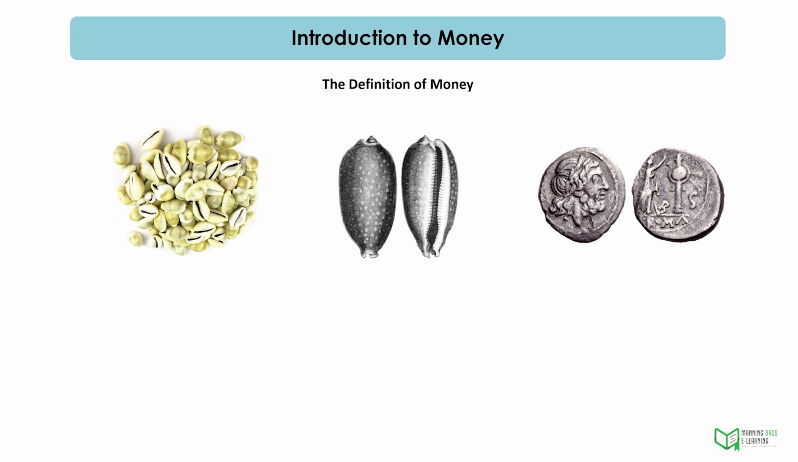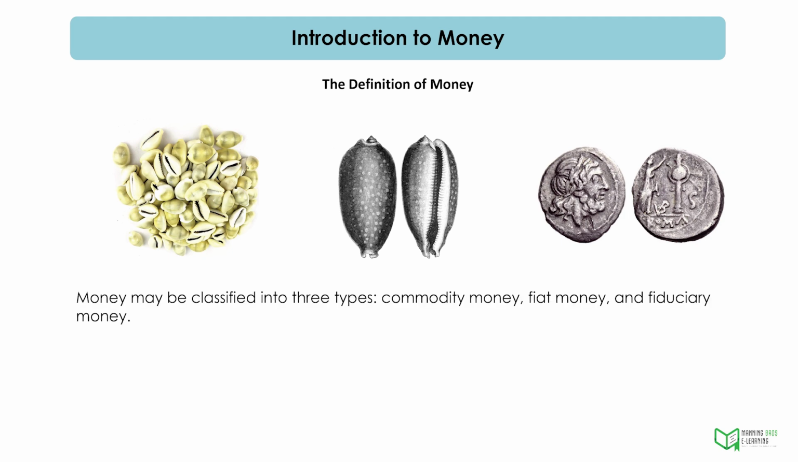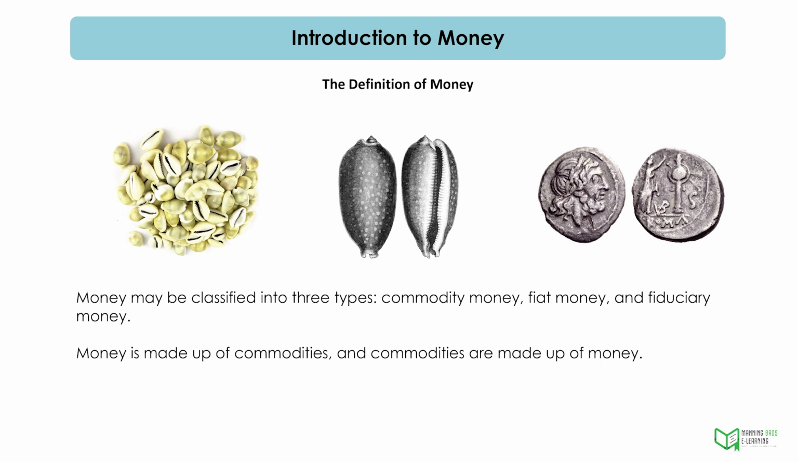Money is anything that is commonly accepted as payment for goods and services, as well as debt repayment in a certain socio-economic environment or nation. Money may be classified into three types: commodity money, fiat money, and fiduciary money. Many commodities, including naturally rare precious metals, conch shells, barley beads, and other valuable goods, have traditionally been employed as commodity money. The value of commodity money is determined by the commodity from which it is derived. Money is made up of commodities, and commodities are made up of money.